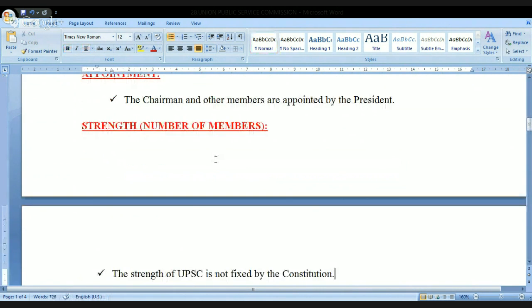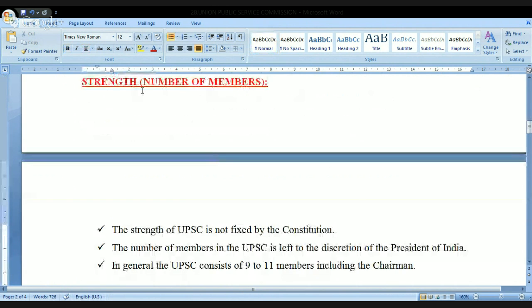So hence, when it comes to the number, you know this terminology already, this is called the strength. The strength of UPSC is not fixed by the constitution. The number of members in the UPSC is left to the discretion of the President of India. The meaning is simple. Generally, the strength is between 9 and 11, including the chairman. Most of the times, this is the number.